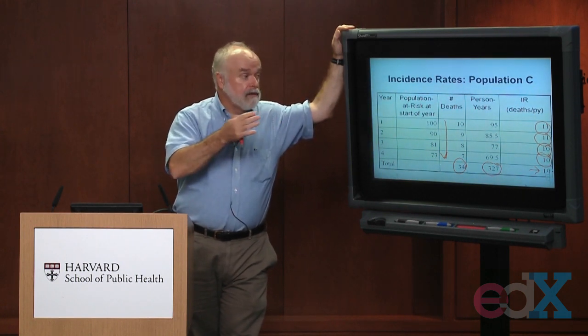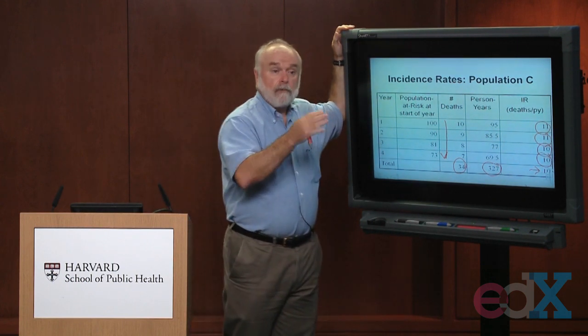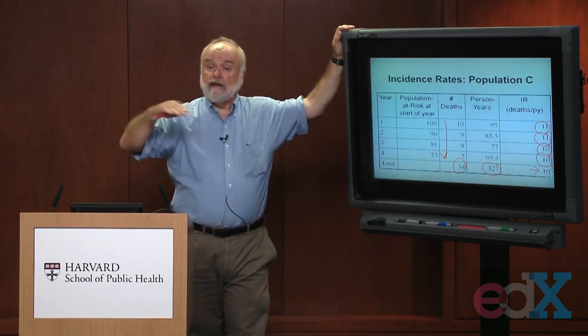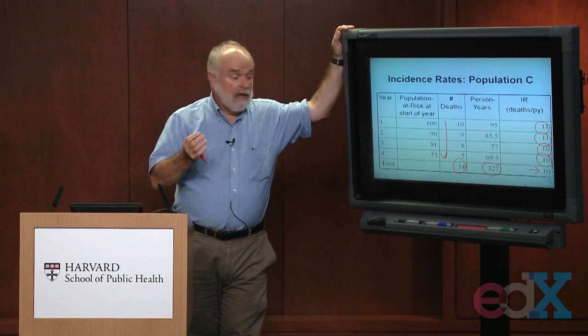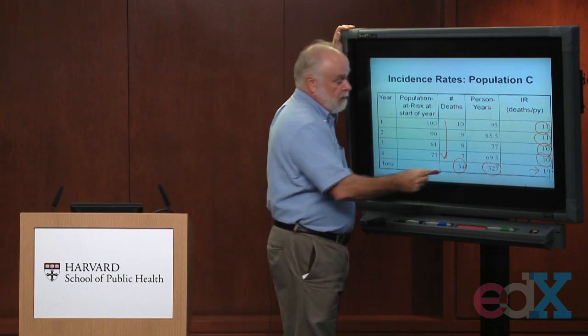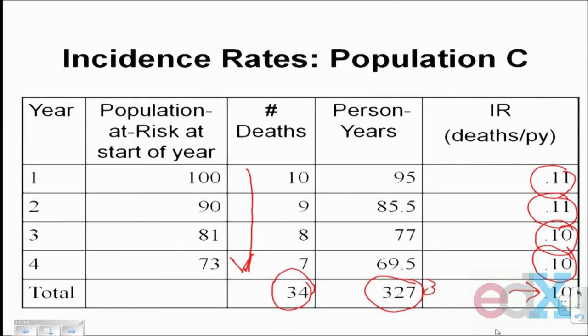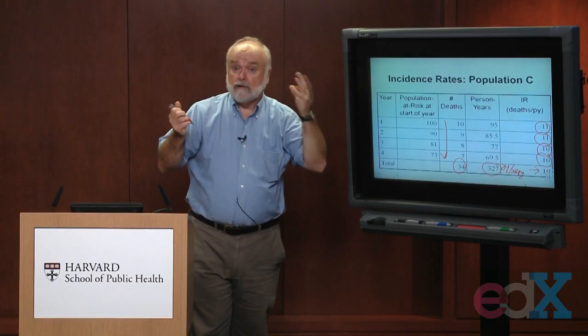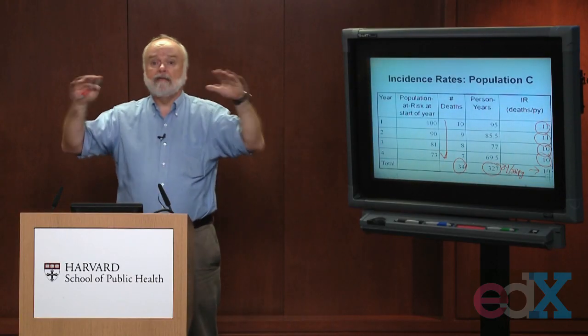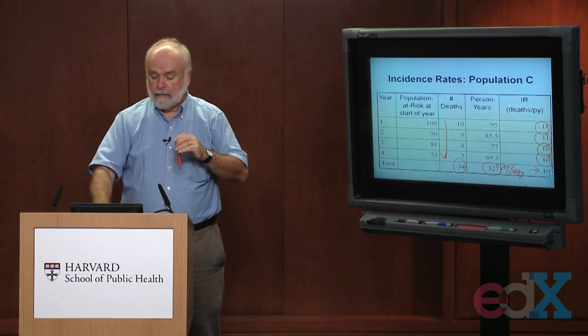And that's why population C probably is an example where the incidence rate function being flat is a reasonable assumption to make. And the calculation of a single number, 34 cases divided by 327 person years of follow-up, 0.10 cases for every single year, is a good description of what's happening at any time during that follow-up period.